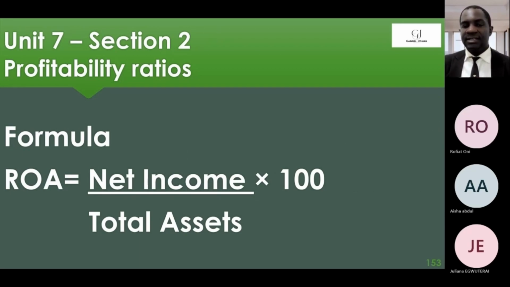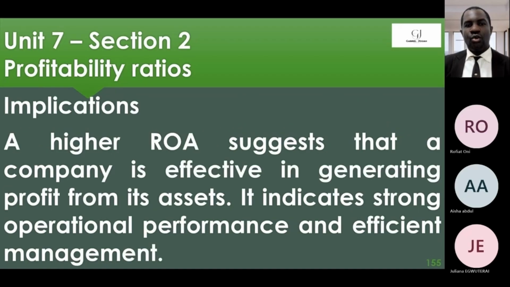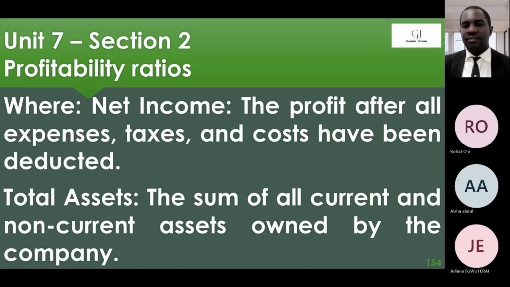Now, the bottom line is the calculation, which is net income divided by total assets. Net income, which is our profit after tax, divided by total assets. So we have the net income as the profit after all expenses, taxes, costs have been deducted. And we have the total assets as the sum of all current and non-current assets owned by the company. So you have your fixed asset, formerly called non-current asset, and we have the current asset. Match them together, and it's the denominator to calculate the net income.